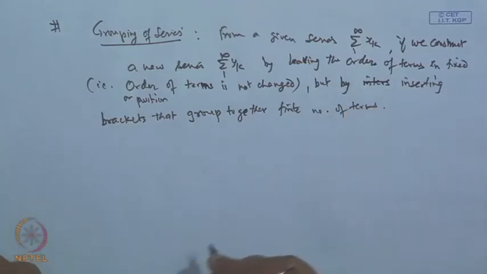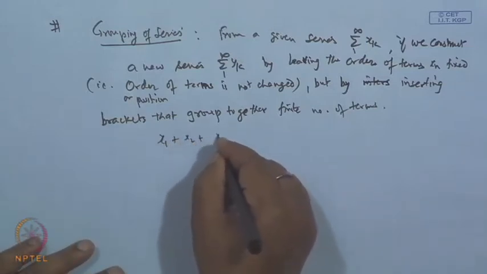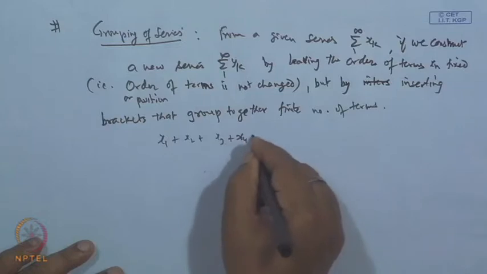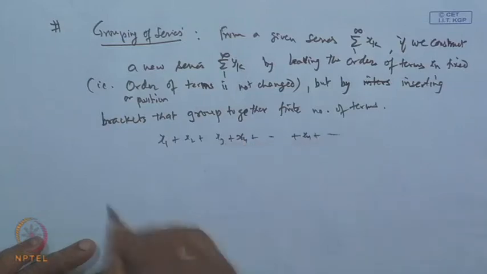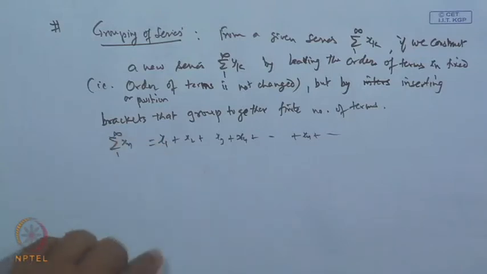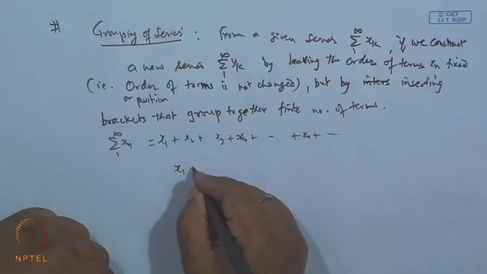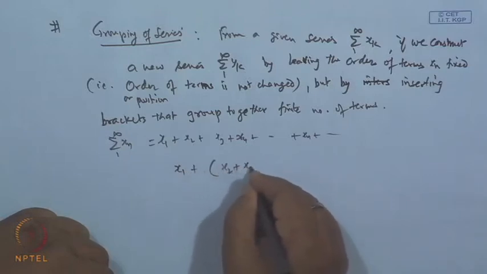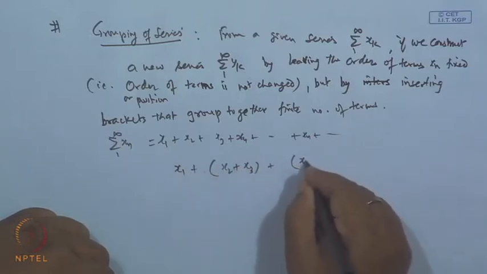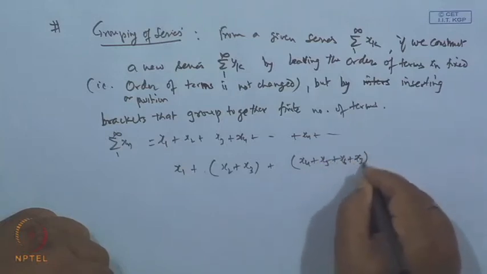Then such a series we call a grouping. Suppose I say a series x 1 plus x 2 plus x 3 plus x 4 plus x n and so on. This is our original series, n from 1 to infinity. And now what we do is we construct a series like this: x 1, say, plus x 2 plus x 3, say x 4, x 5, x 6, x 7, this way.